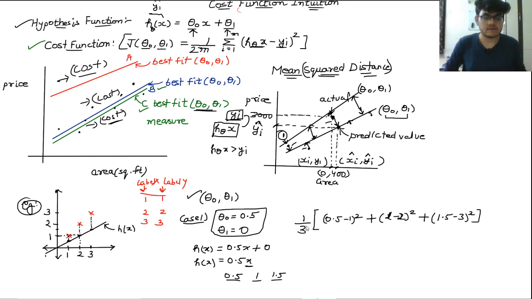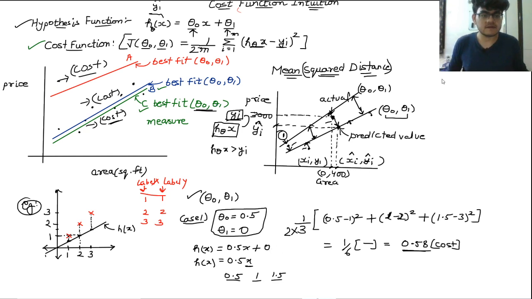So here I'm going to multiply it by 2. So what will be the answer here? 1 by 6, then this is 0.5 square, and I have already calculated this answer. This will actually give us 0.58, right? So 0.58 is the cost when we are considering theta 0 as 0.5 and theta 1 as 0.